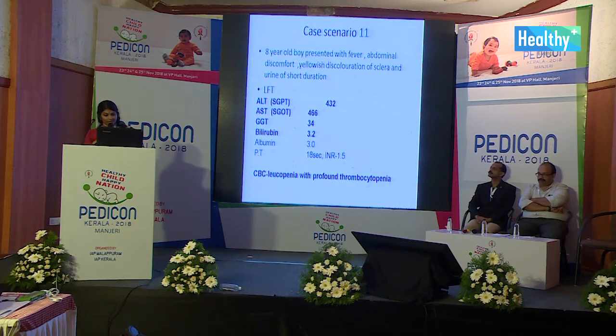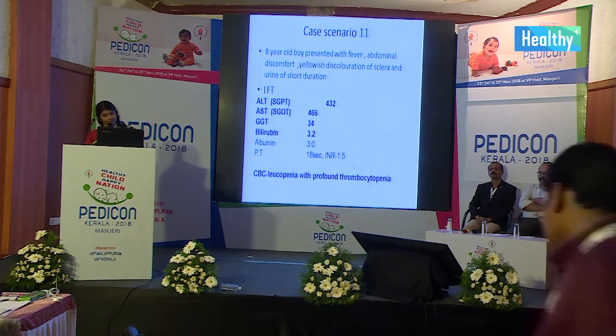The ninth was a 10-year-old boy who presented with fever, chills, abdominal pain, yellowish discoloration of sclera and urine. The enzymes as well as GGT were elevated, and the bilirubin was marginally high. The 10th was a 3-year-old boy who presented with abdominal pain and jaundice, and the enzymes were elevated. The GGT was also high. The bilirubin was 3.2. This is the last one. It's an 8-year-old boy who presented with fever, abdominal discomfort, and jaundice. The enzymes were moderately elevated. The bilirubin was high, and there was leukopenia with profound thrombocytopenia. There was a pre-existing history of fever.